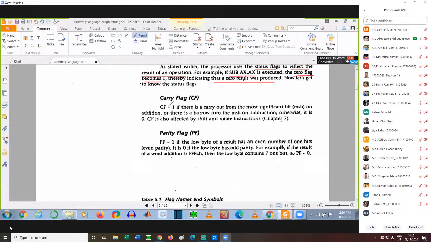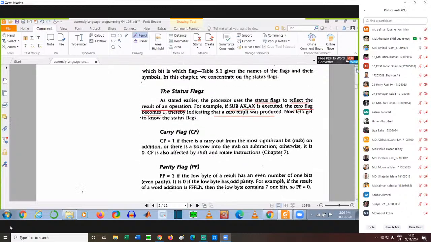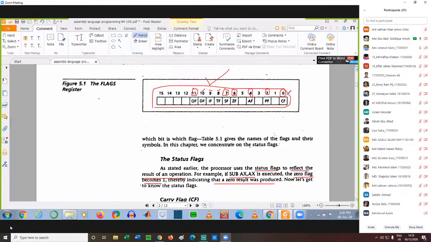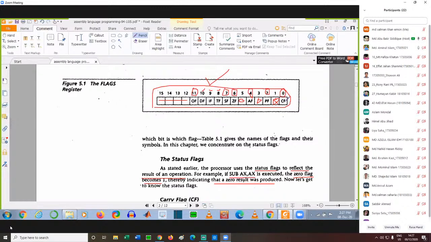Okay, so now let's talk about carry flag. We'll start from bit number 0 and we'll go one by one. And this bit has no meaning actually, it will always remain 0. And the other bits also have no meaning, they will always remain 0. So we'll start with the first one, CF, then we'll go to the PF, then the AF, then ZF, then SF, and then these are the control flags, then we'll go to OF.